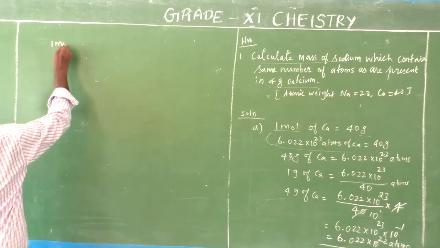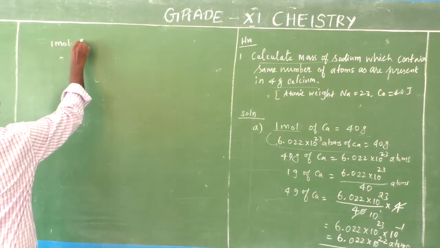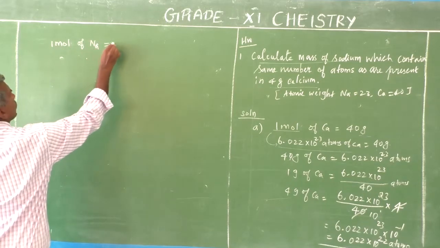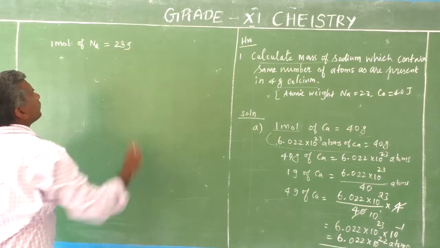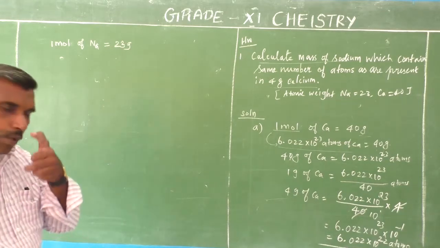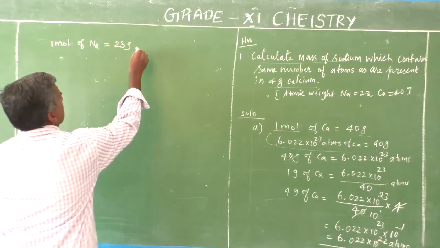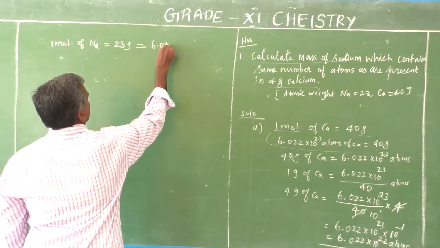Now 1 mole of sodium, what is the weight? The mass is 23 gram. 1 mole of sodium is equal to 23 gram. How many atoms are available?